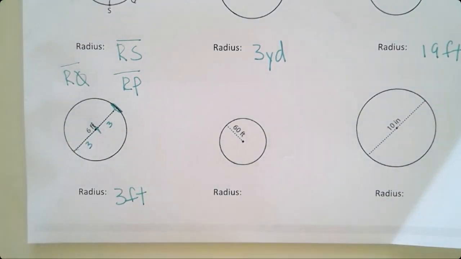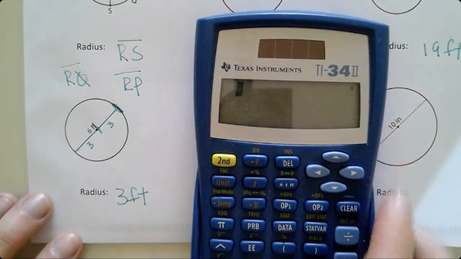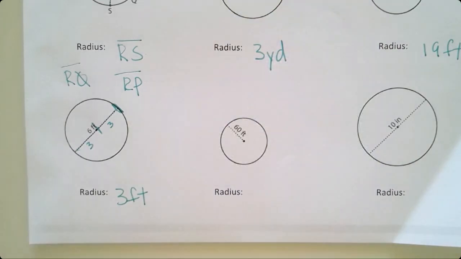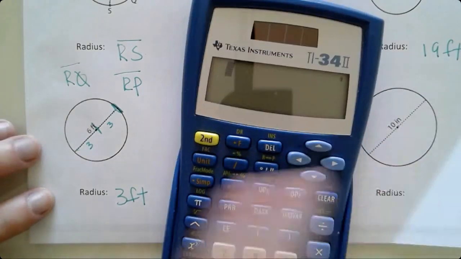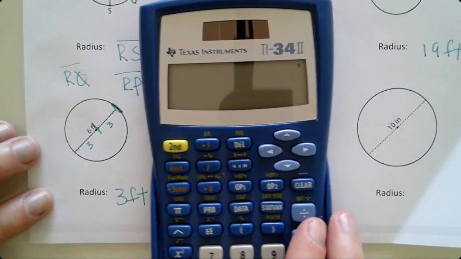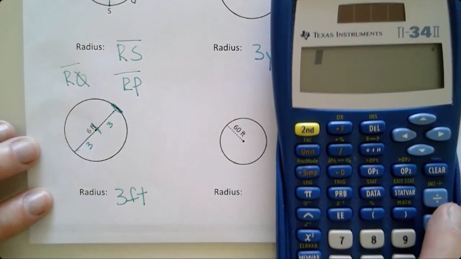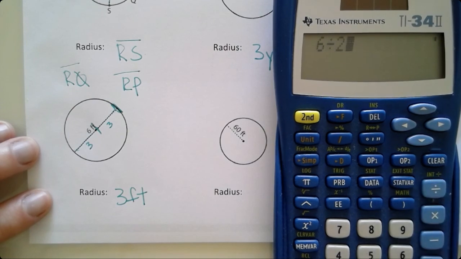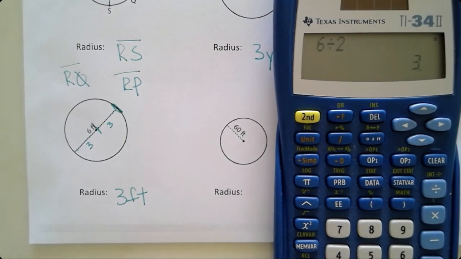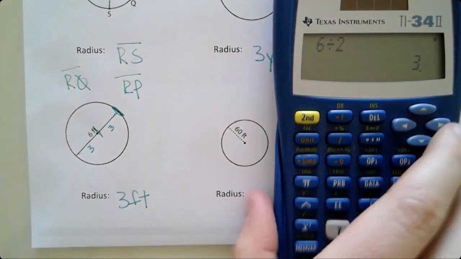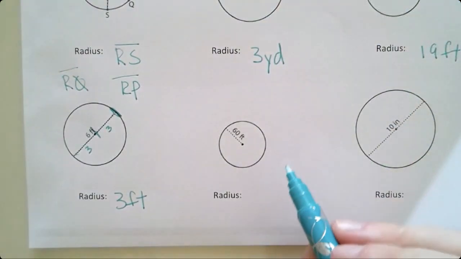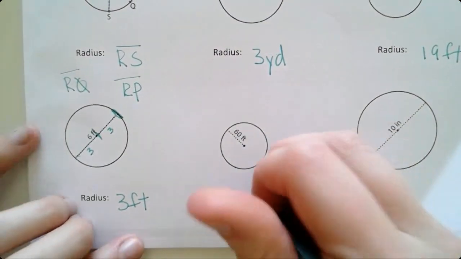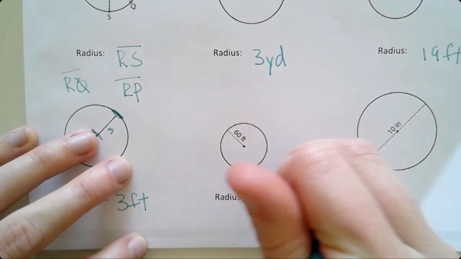The other way that you can do that is if you know that 2 radiuses go all the way across, you only want half of the 6. You could do 6 divided by 2 to figure out what the radius has to be. It has to be 3. All right. Oh, they were nice to us again on this one. This one says that the radius is just 60 feet. We don't have to do any work for that one.